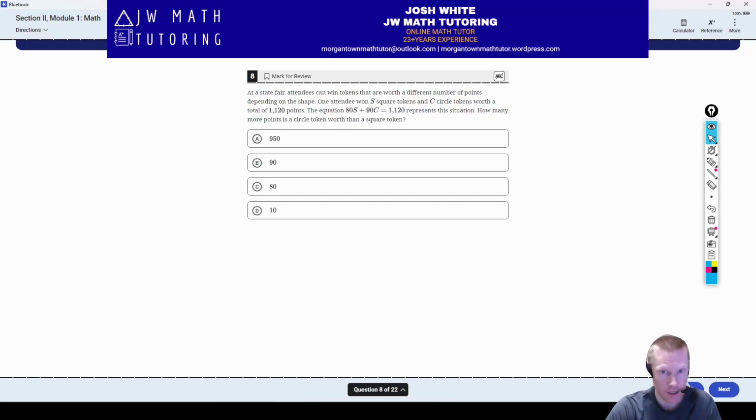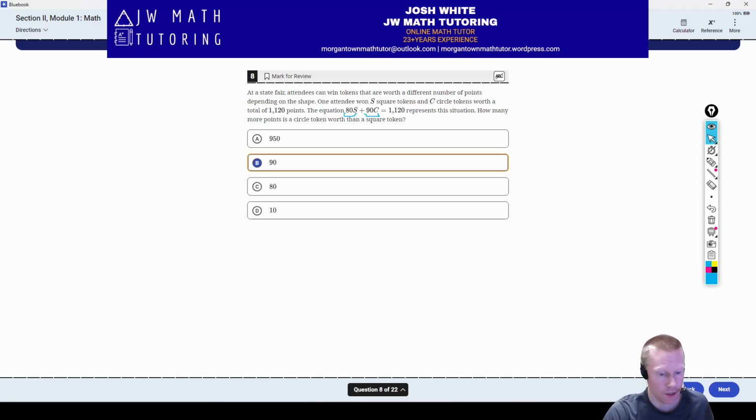Next up, we have question number 8. Here you have an equation, and notice that on the right side you have 1120, which represents a number of points. So that means each of these entire expressions here have to represent points. 80s is a total number of points. 90c is a total number of points from circle tokens. So how many points is a circle token worth? Well, if c is the number of tokens, then 90 is the number that each token is worth, because we take 90 points per token times the number of tokens, and that gives us a total number of points.